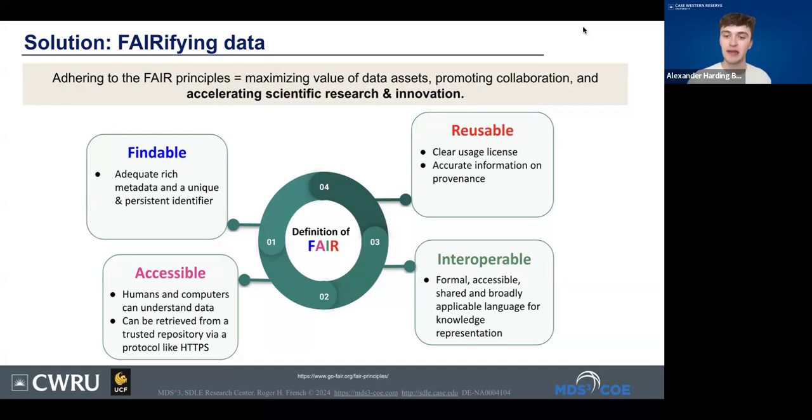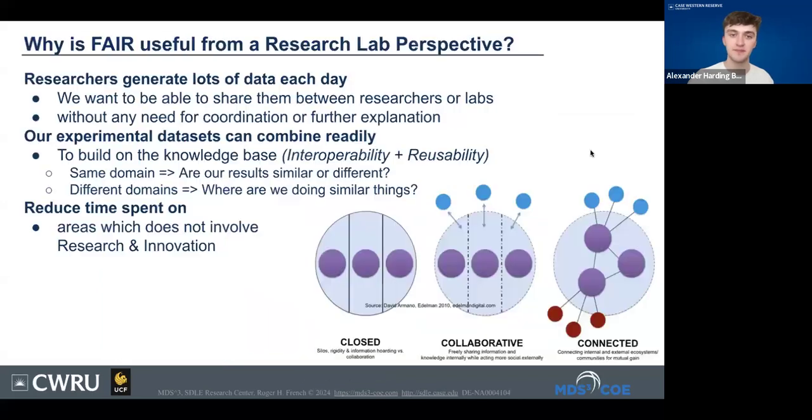Interoperable, meaning that there's a formal, accessible, shared, and broadly applicable language for knowledge representation. And reusable, meaning that there is a clear usage license associated with the data and there is accurate information on the provenance of the data.